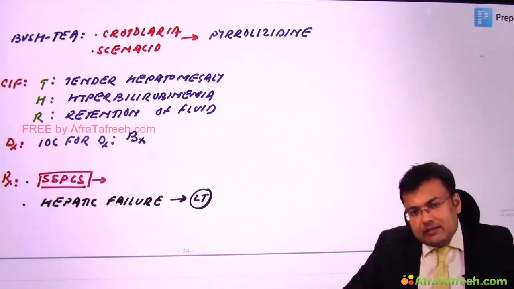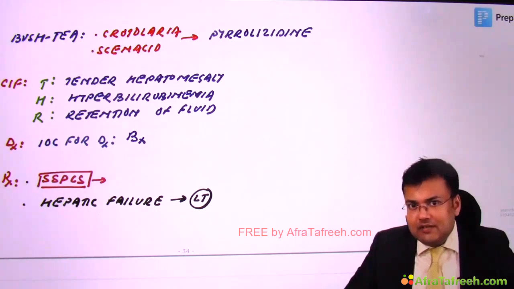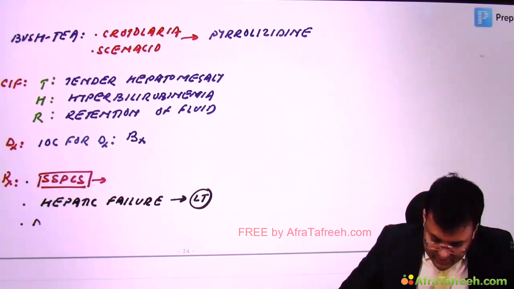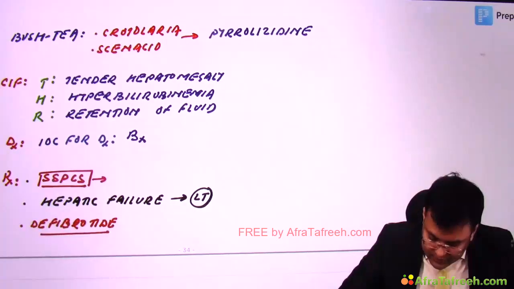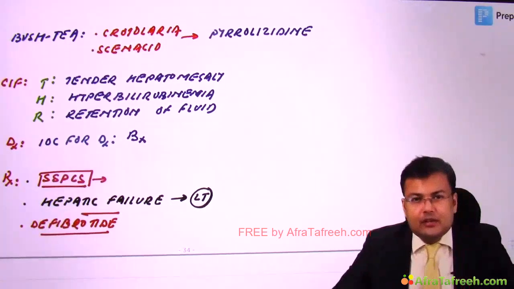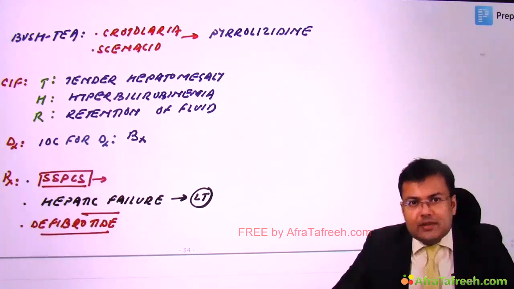There is a question asked about a drug known as defibrotide, which improves the survival in VOD. So the name is defibrotide, and this defibrotide improves the survival in VOD. This is veno-occlusive disease, and this is all about portal hypertension.